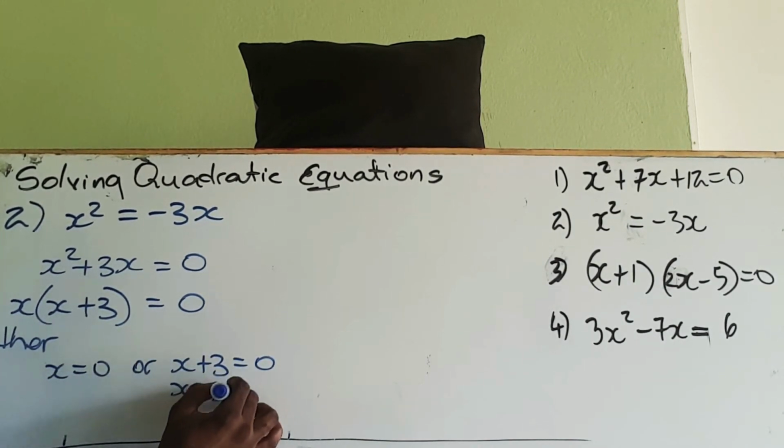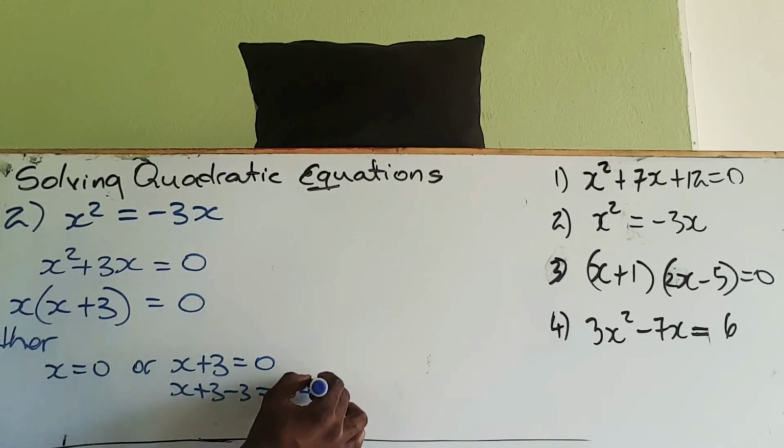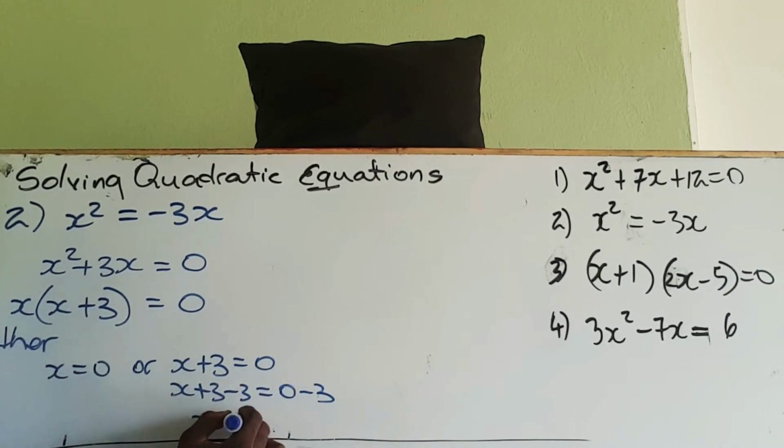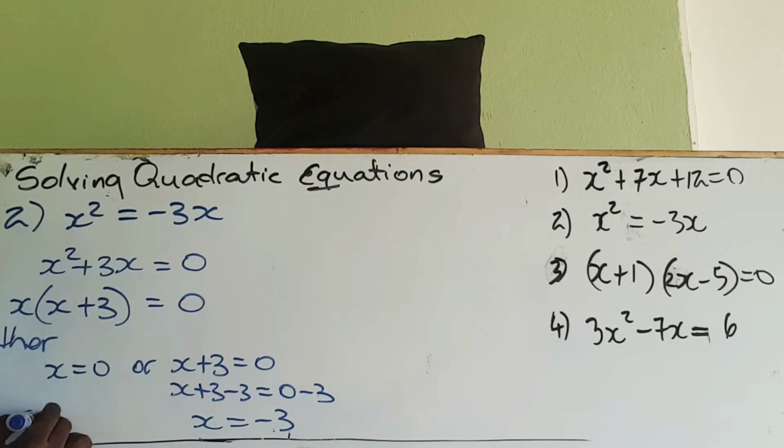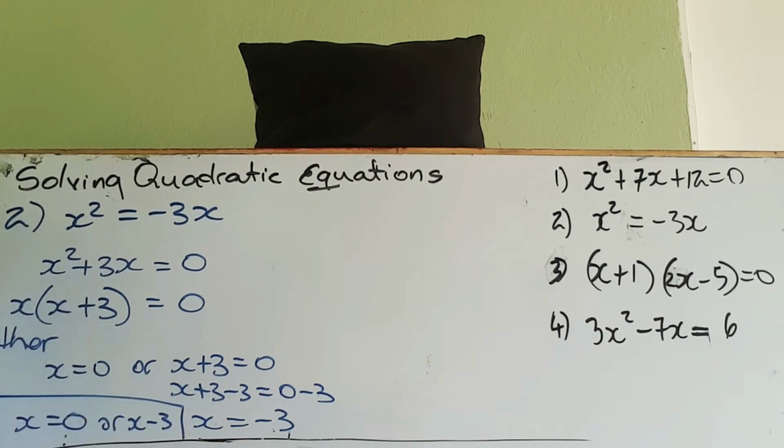X plus 3 minus 3, we balance by minus 3 from the other side. X is equal to negative 3. What are my two responses? My two responses are x is equal to 0 or x is equal to negative 3. And there it is, we have our answers.